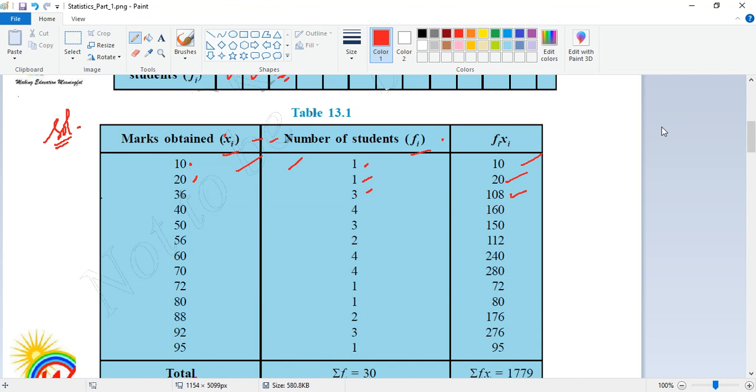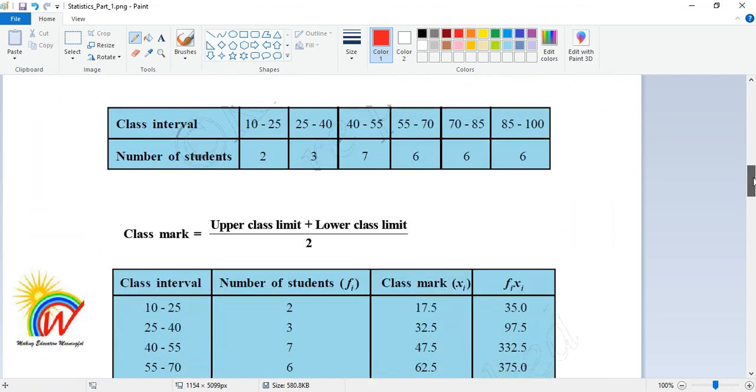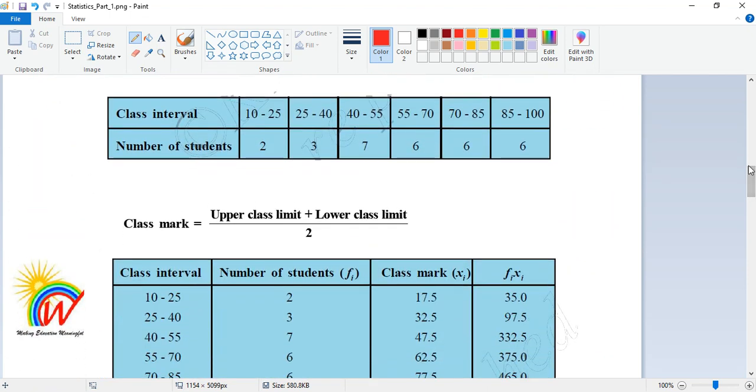Now you look at it. If you have a problem, these kind of questions will be asked in your 10th board exams. They will not give you the xi value as such. Instead, they will give you a class interval. That is, instead of saying that so many students have scored 10 marks or 20 marks, they have given how many of them have scored marks between a certain level to a certain level. Like this is given, from 10 to 25, two of them have scored.